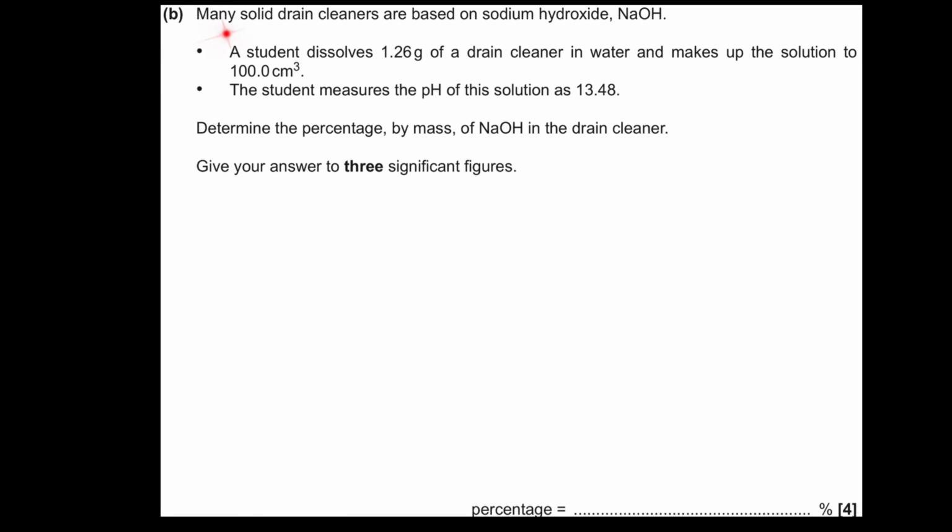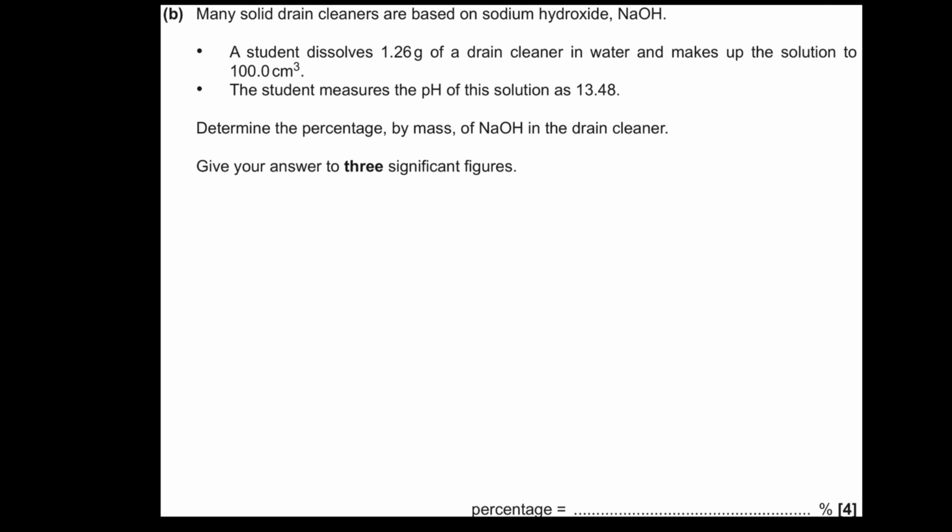Part B. Many solid drain cleaners are based on sodium hydroxide, NaOH. A student dissolves 1.26 grams of a drain cleaner in water and makes up the solution to 100 cm³. The student measures the pH of the solution as 13.48. Determine the percentage by mass of NaOH in the drain cleaner. Give your answer to 3 significant figures.